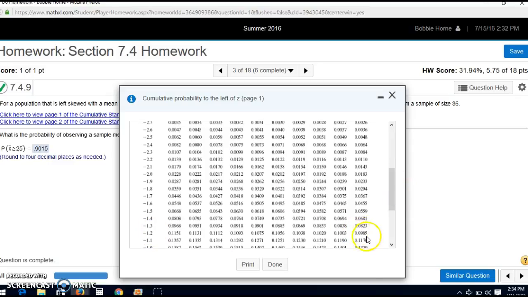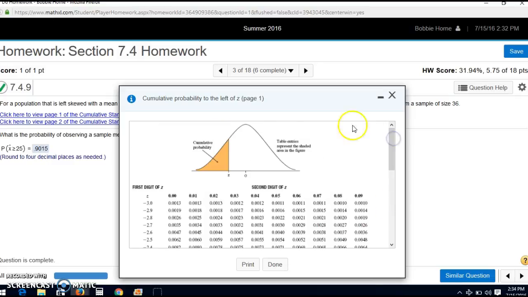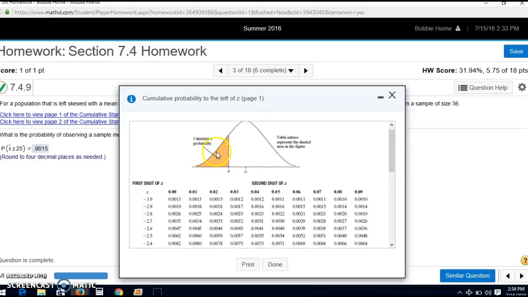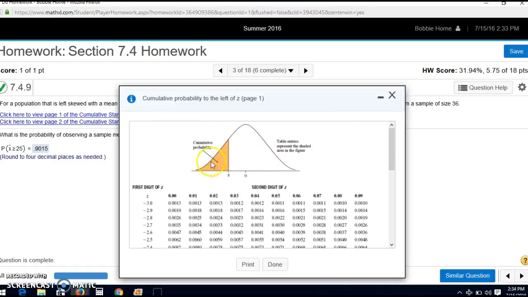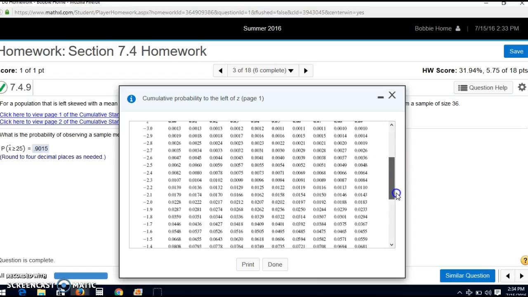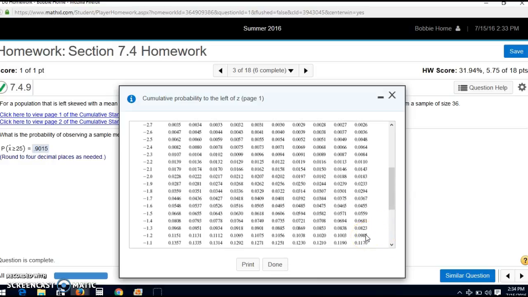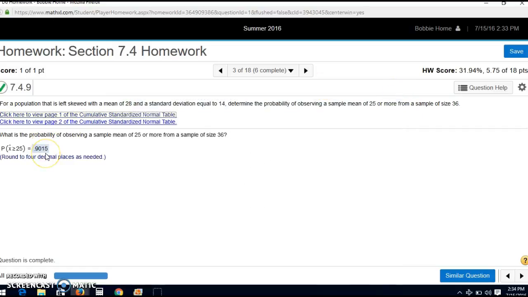So 0.0985 would be everything to the left of that, but we want greater than or equal to. So we have to take what we get in this table. It was negative 1.29, and it's so easy to forget what the value was. 0.0985. That is the value of here over. So we need to take 1 minus that number, 1 minus 0.0985, and that would tell me what's left that's greater than, and that's how you get 0.9015.